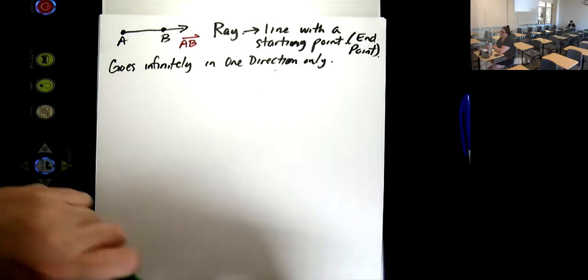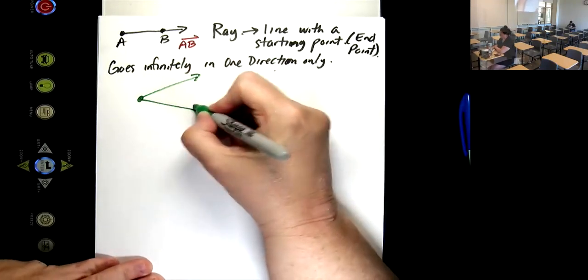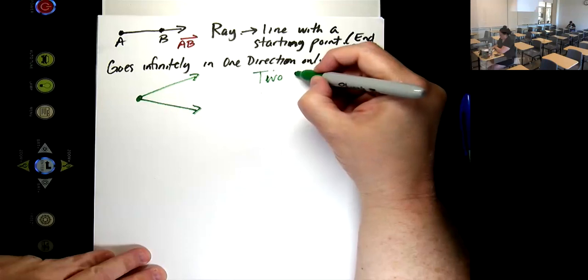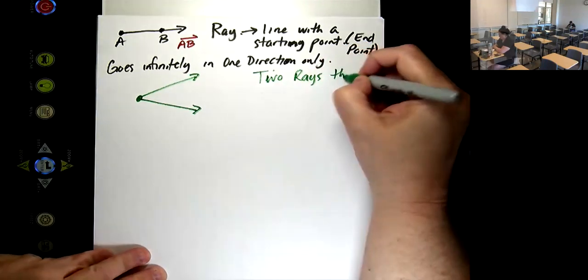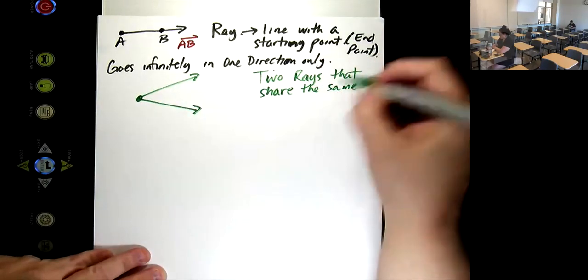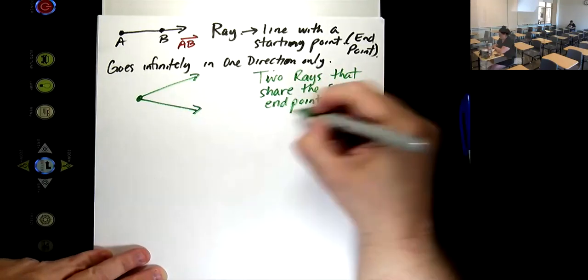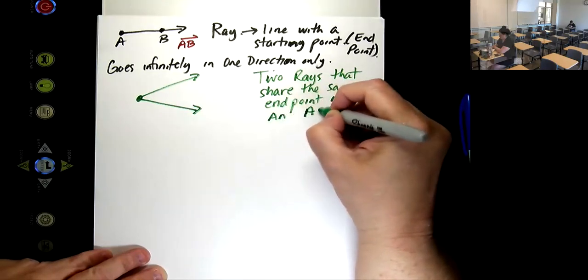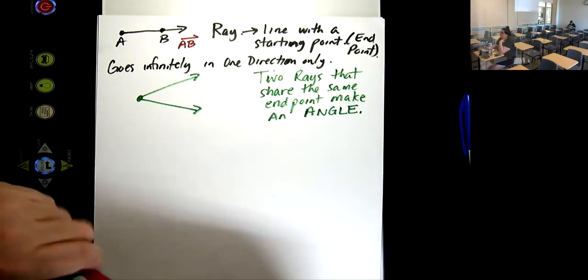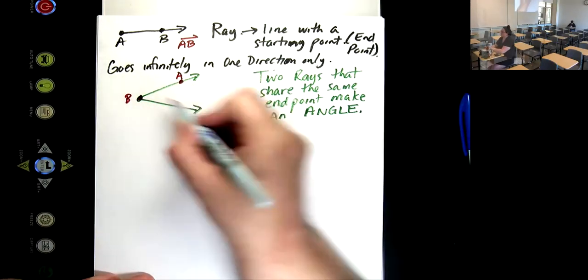So if we have two rays that share the same endpoint, they make an angle. I'm gonna call this A, B, C.